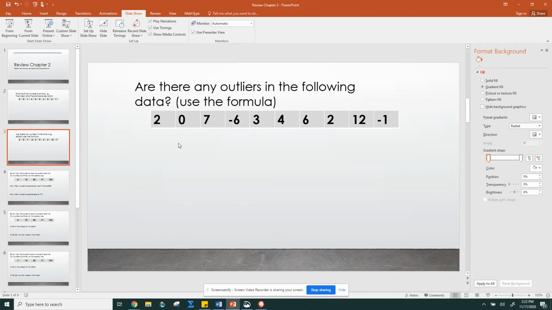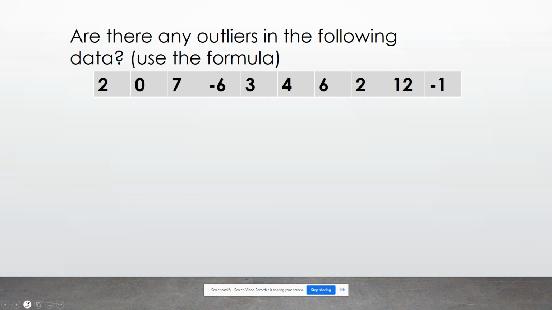Let me minimize this. And let me go back into here. Okay, so are there any outliers in the following data? So in order to see if we have any outliers, let me start the presentation again. I need to figure out what the quartiles are. So I'm going to put the data in order.